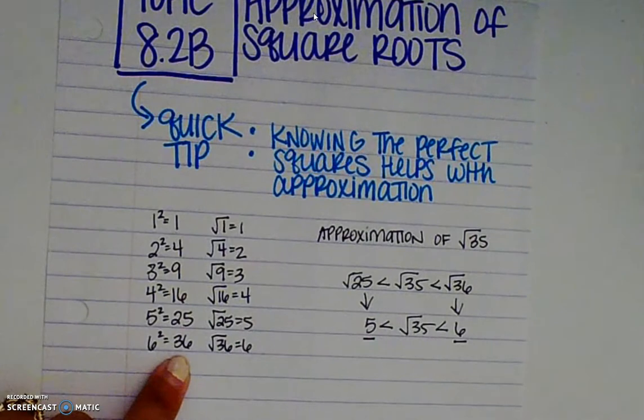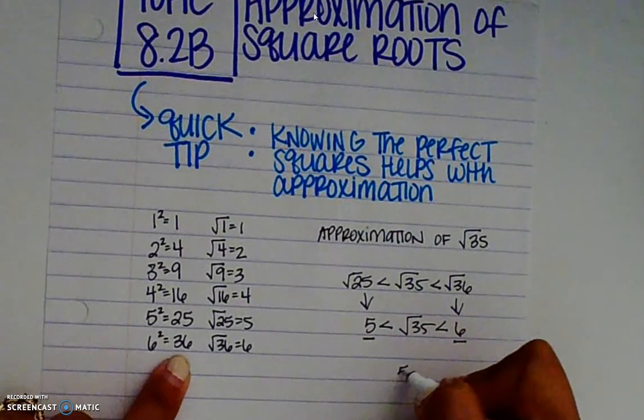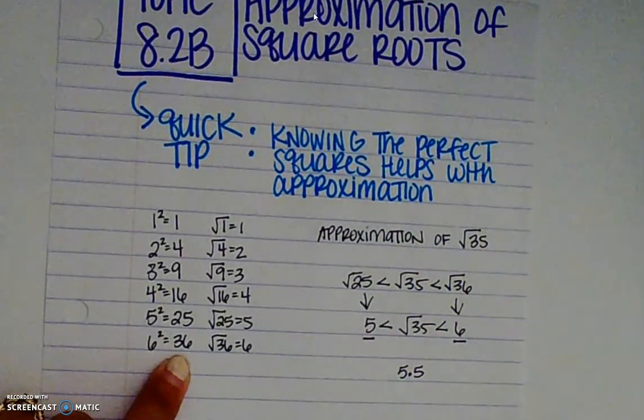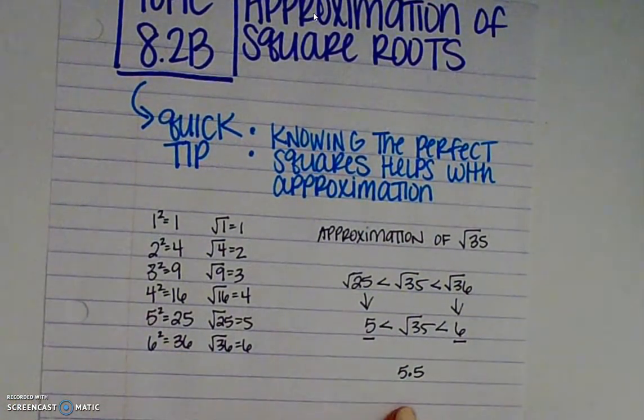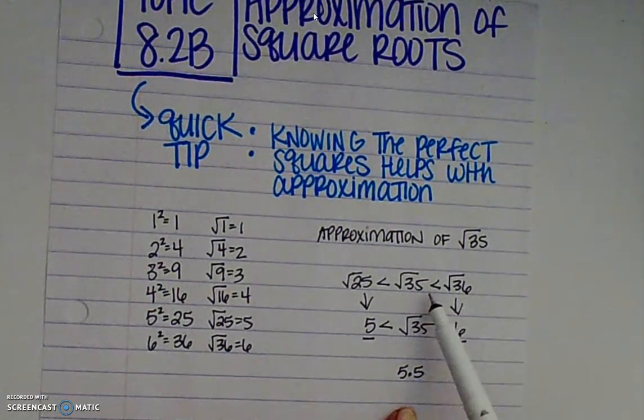Now, we don't know an exact placement of where it would go, but if I were to estimate, halfway between 5 and 6 is 5 and 5/10. But we can even take it a step further. Which value is 35 closer to? Is it closer to 25, or is it closer to 36? Here, there's only a one number difference.